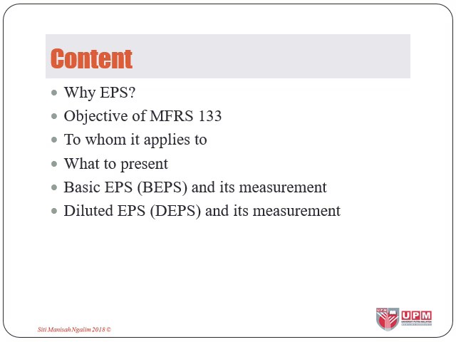Specifically, we will be talking about why EPS is required to be disclosed by companies, the objective of MFRS 133 in serving the purpose of that disclosure, entities that are required to disclose their EPS, and what exactly they need to disclose or present. And then we will be looking at the two types of EPS, which are basic EPS and diluted EPS.